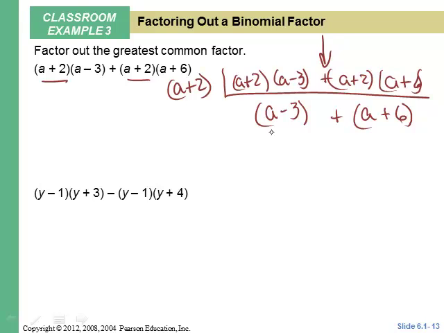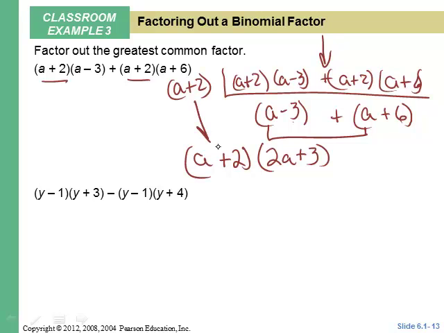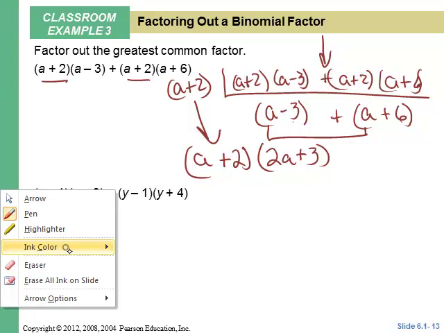Now, a and a makes 2a. Negative 3 plus 6 is positive 3. So my factored form is a plus 2 from here, and then we just simplified that second part. Let's try this one.